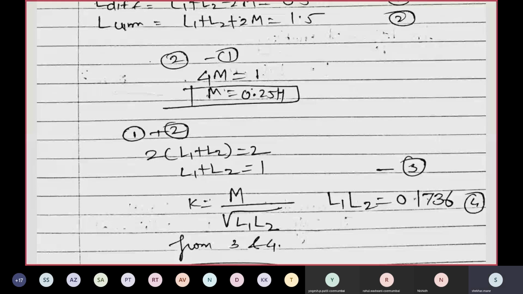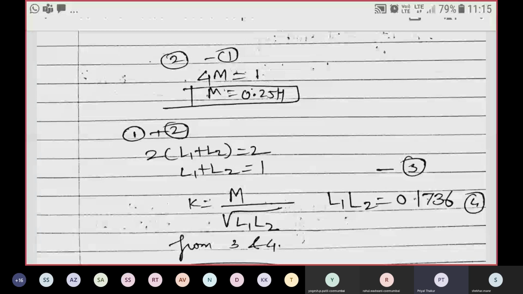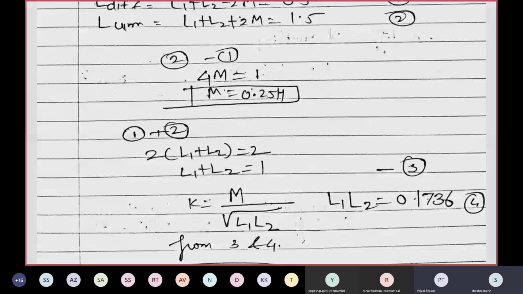Yes. What is the answer of L1 and L2? Sir, L1 is 0.22 and L2 is 0.78. Yes. L1 is 0.22 and L2 is 0.78.